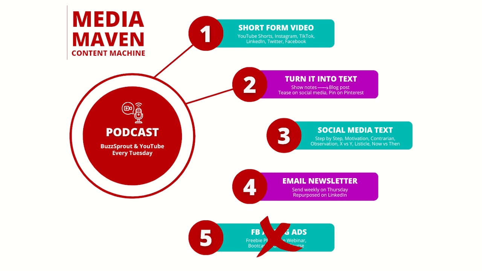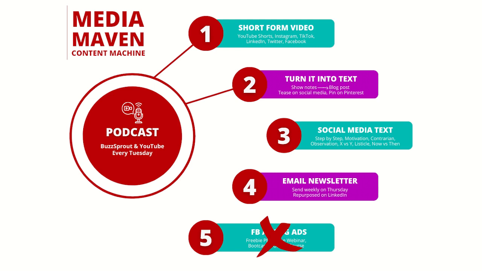So before my content machine, this is what I was always doing. I would create my podcast and I would put it on Buzzsprout, which takes it to all of the apps. And then I would put it on YouTube every Tuesday. And then from that podcast, I would create a short form video. I don't do this anymore because I don't turn my camera on to record my podcast. I will when I get a home office, but I'm not going to do it now just because I wasn't enjoying it. So I would turn the podcast into short form video. I would put those on YouTube Shorts, Instagram, TikTok, LinkedIn, Twitter, and Facebook.